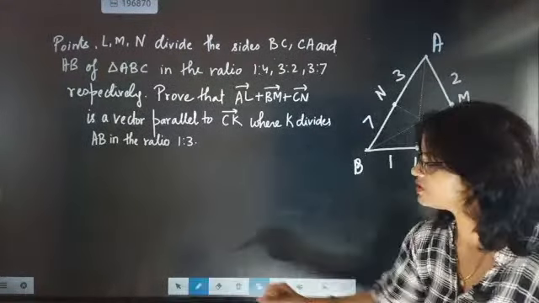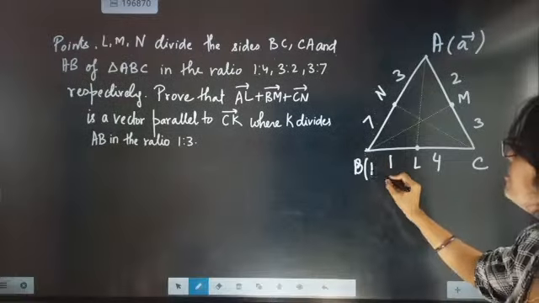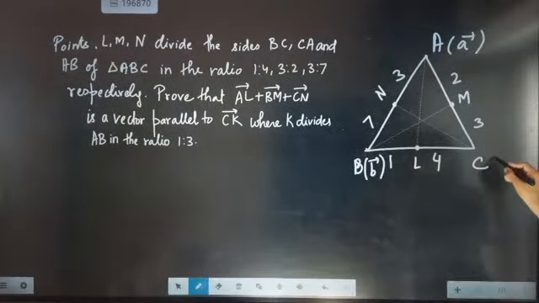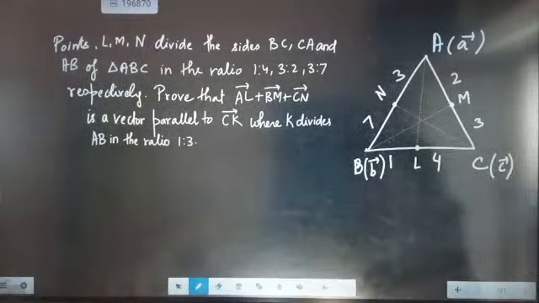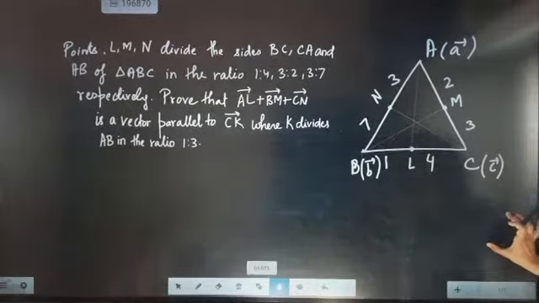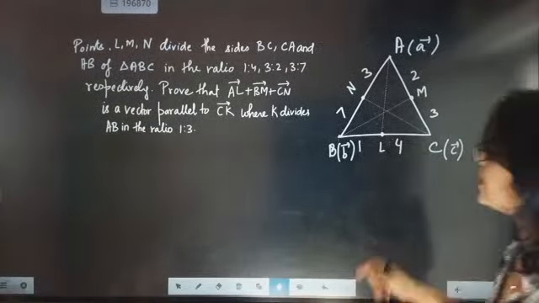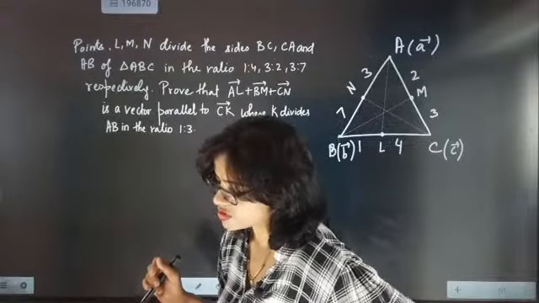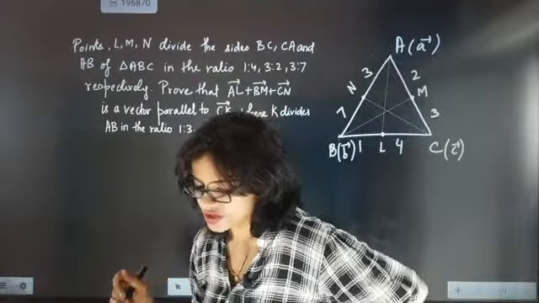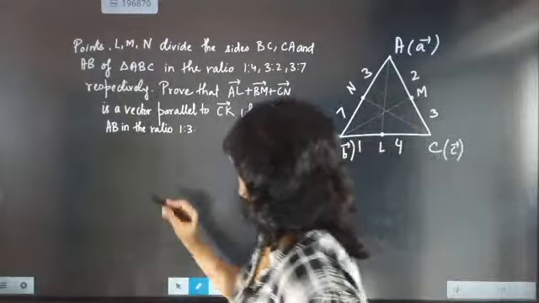So now we are going to take A as A vector, B you take as B vector, and C you take as C vector. Okay. So now everything is all set and done. Now we have to start solving the question. L vector will be first, we have to exactly find out the L vector, and then one by one we are going to find the position vector of L, M and N.